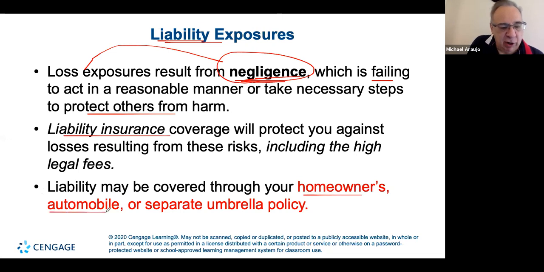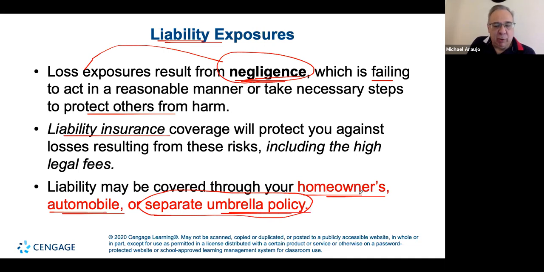Liability is part of your homeowner's policy, your renter's insurance. It's certainly part of your automobile coverage. An auto policy has liability coverage. What is really important to do if you don't have enough coverage is of course to boost them on these particular policies. But if you need more, there's something called an umbrella policy.